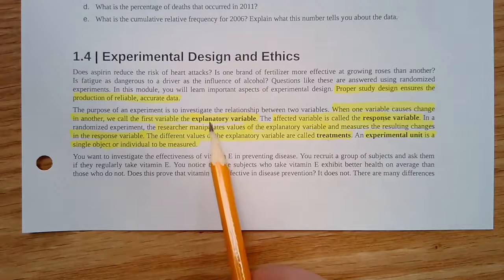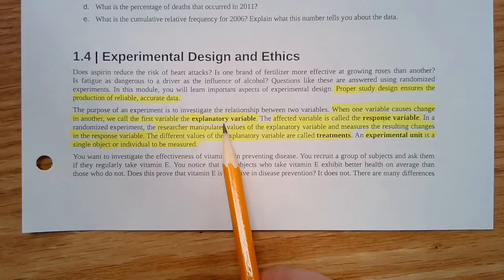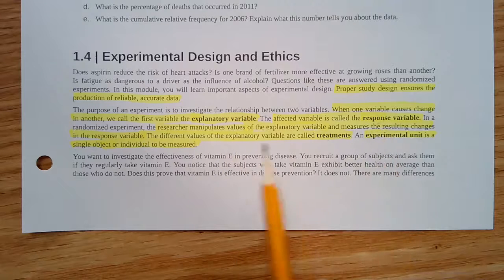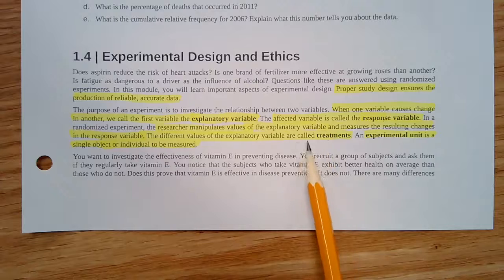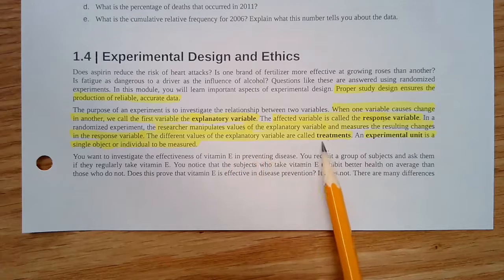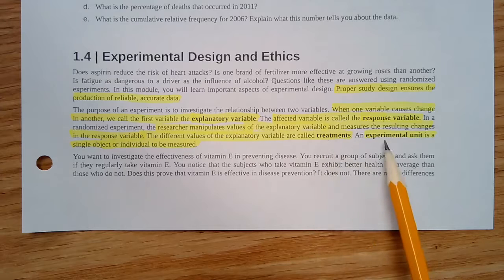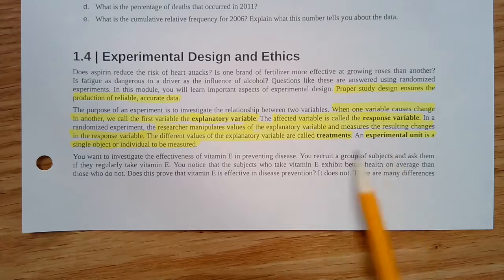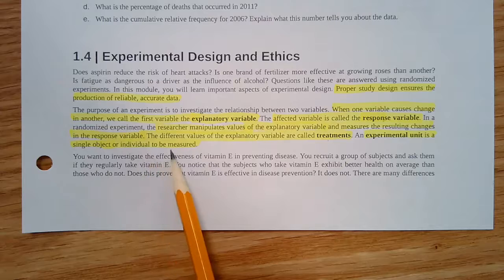So the researcher manipulates the explanatory variable, and we measure the changes. The different values of the explanatory variable are called treatments. And an experimental unit is a single object or individual that's going to be measured.